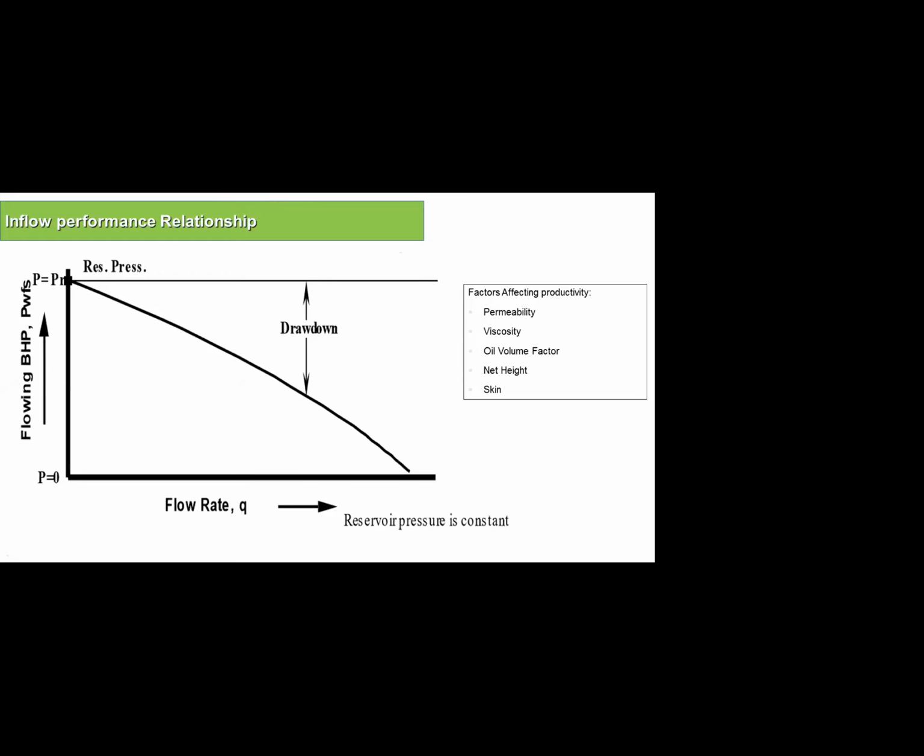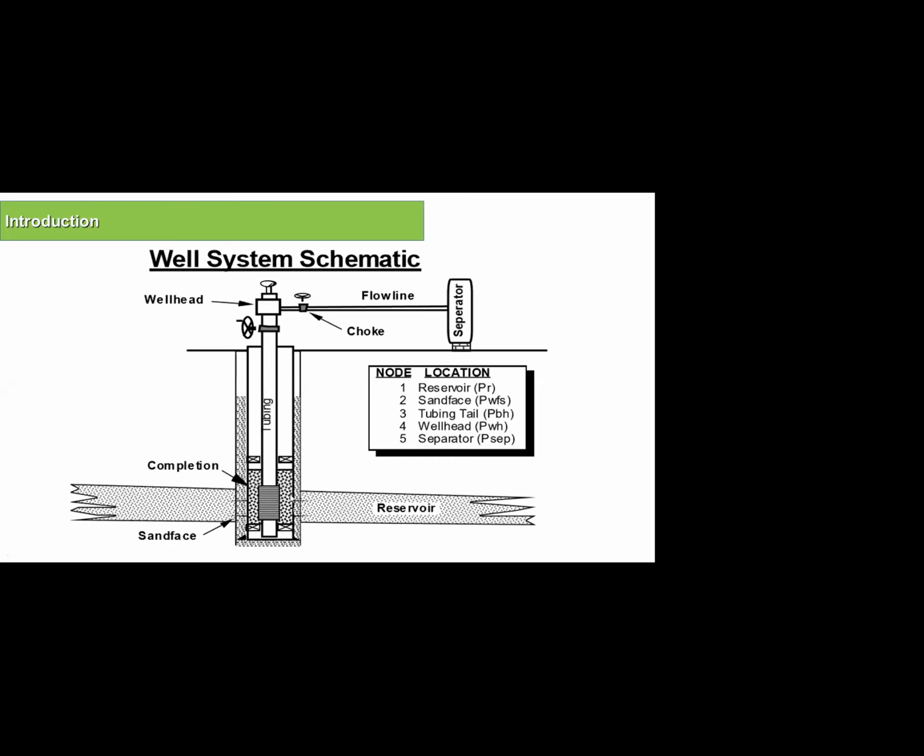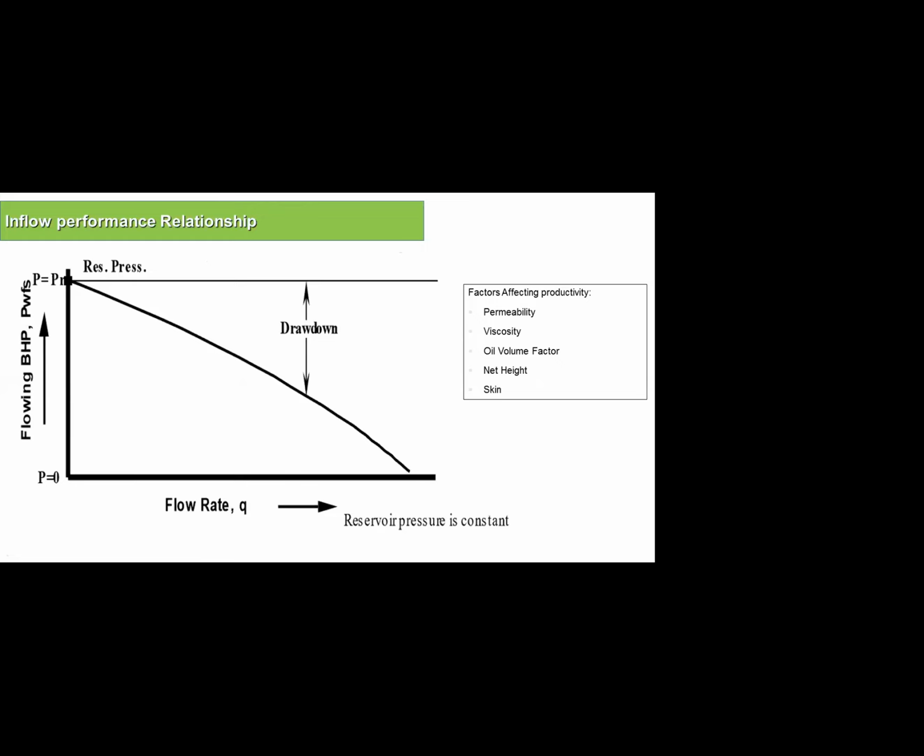In order for the fluid to move in the reservoir, there must be a drawdown. It means the pressure here must be less than the reservoir pressure here in order for the fluid to move in this direction. So depending on the productivity of the reservoir, we will have a certain rate. If we look at this curve, the inflow performance relationship, it is the relation between the pressure at the bottom hole and the flow rate. When we start at the reservoir pressure, the BHFP equals the reservoir pressure, it means there is no drawdown, so there is no rate.